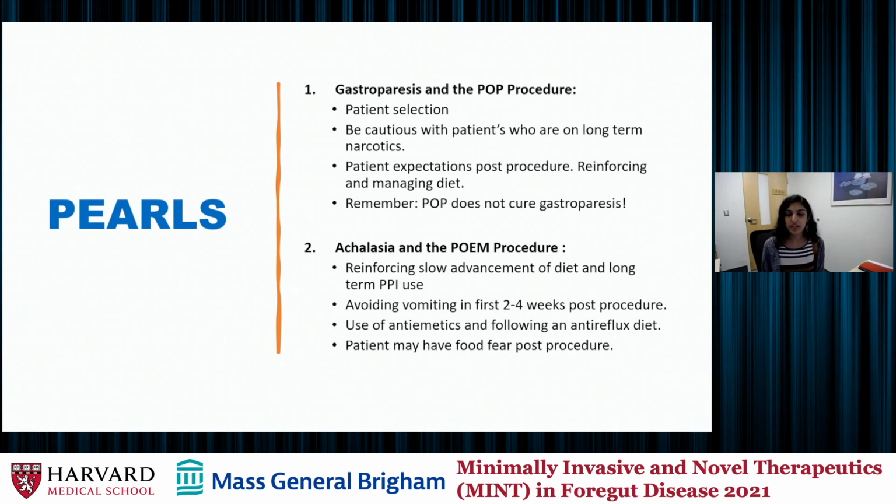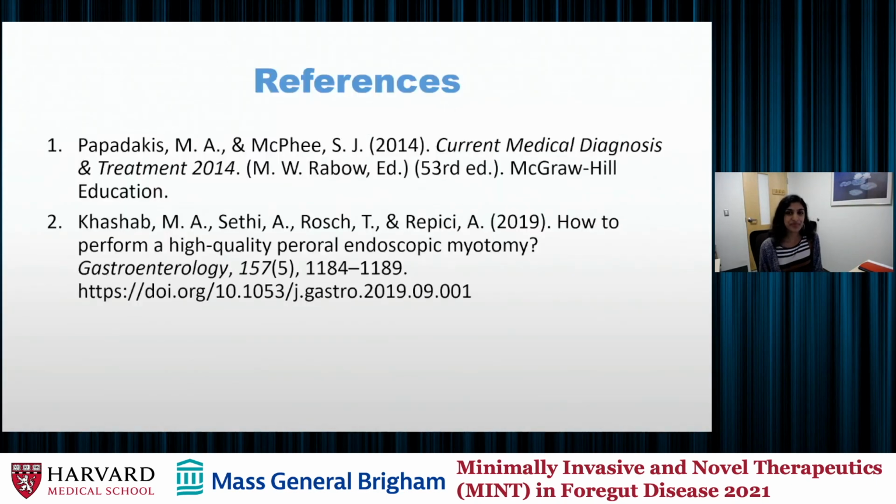Achalasia and the POEM procedure. You always want to make sure that you reinforce slow advancement of the diet and long-term PPI use. You also always want to make sure you avoid vomiting in the first 2 to 4 weeks post-procedure. Again, where that treatment is occurring, you want to make sure there's no inflammation within that area. Using antiemetics and following an anti-reflux diet are very important for these patients. And these patients may have food fear after the procedure. So again, these subsequent follow-ups are very important too.